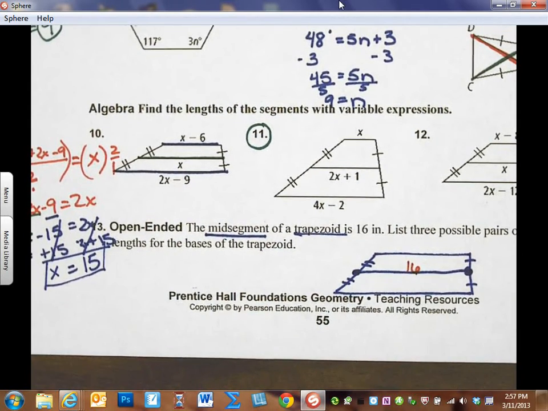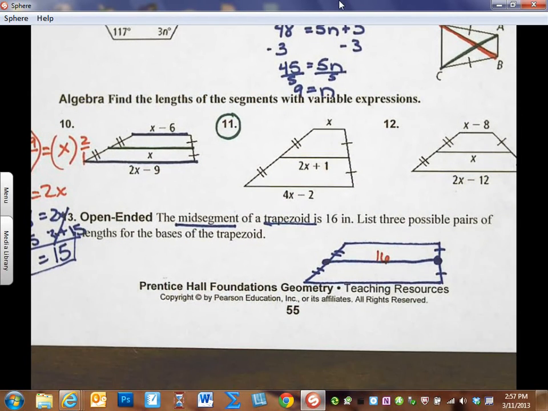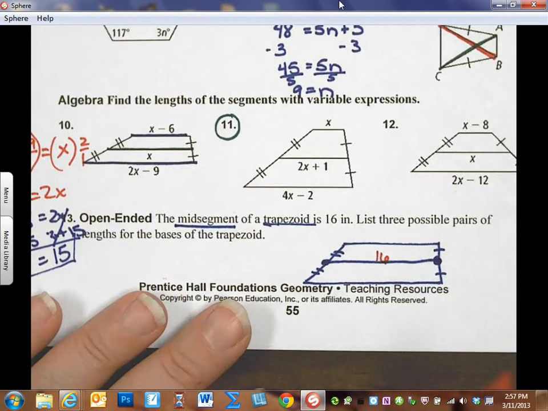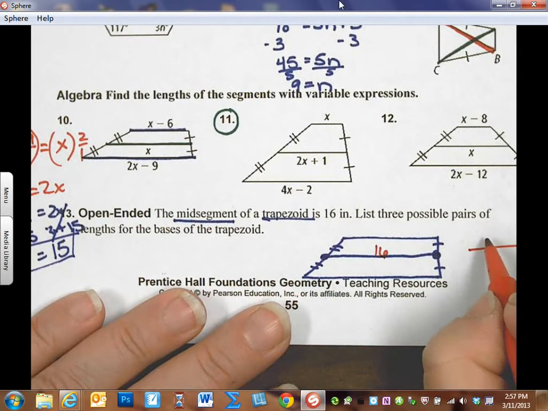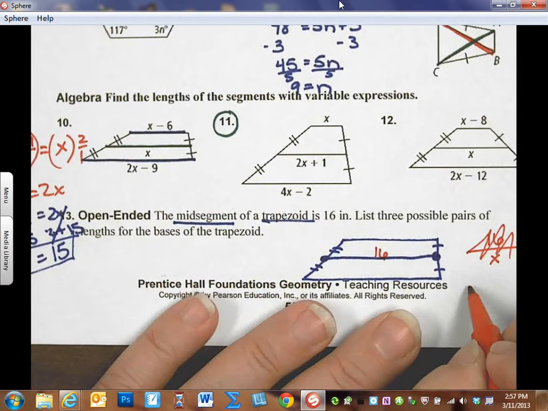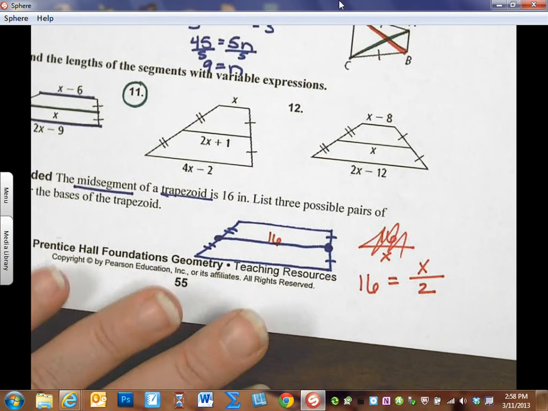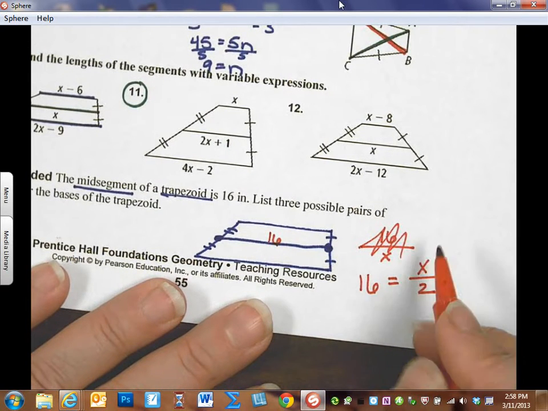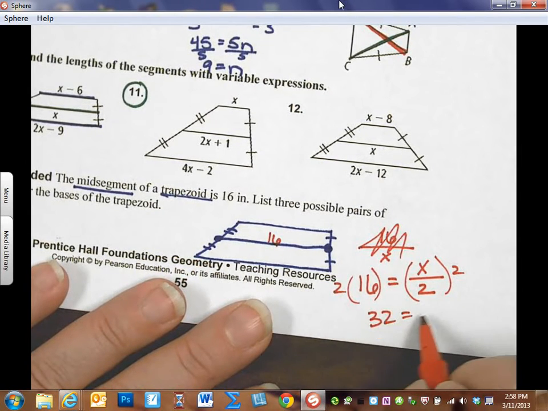And it wants you to list 3 possible pairs of lengths for the bases of the trapezoids. So you'd have to find 2 numbers that when you average them give you 16. So 16 is going to equal whatever those possible bases added together are, divided by 2. To get rid of that, I'm going to multiply by 2. So 32 is what I have to have the numbers add up to.